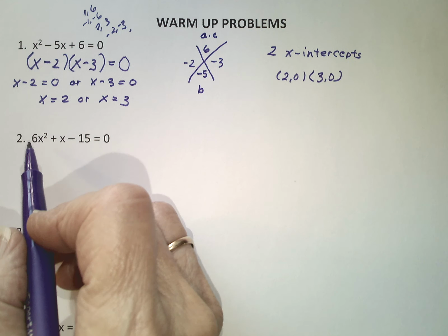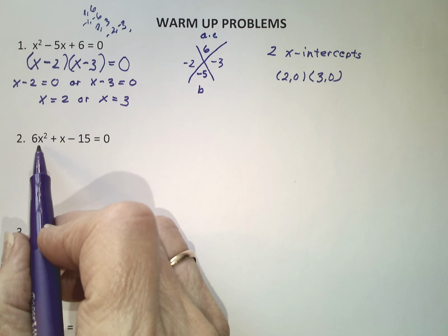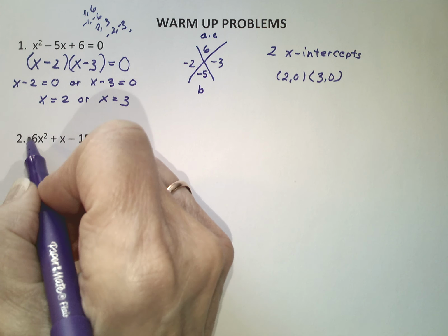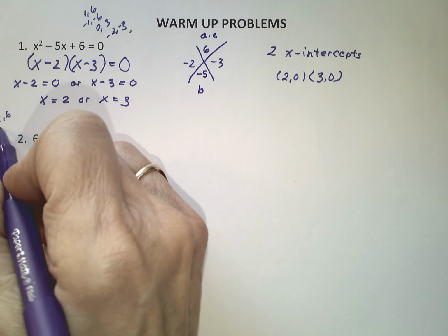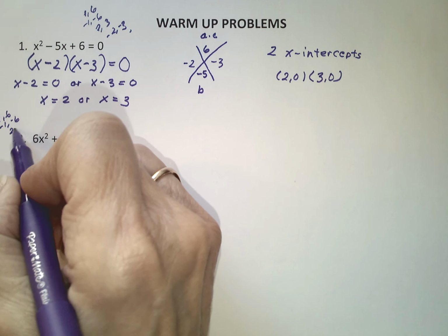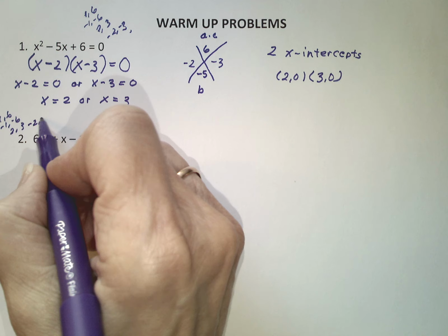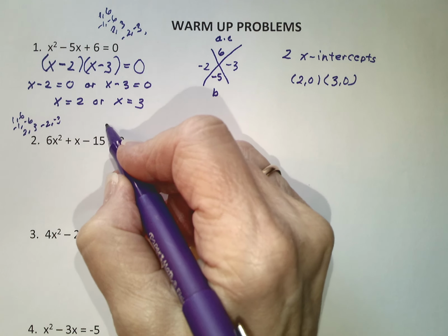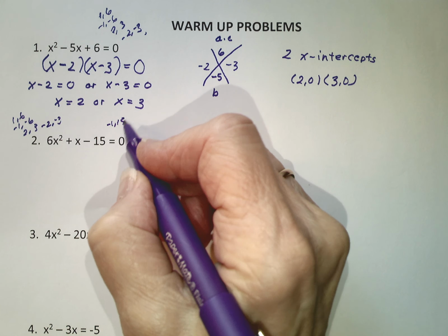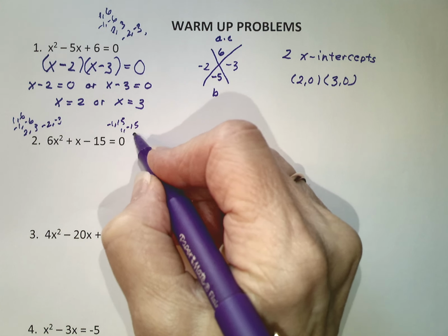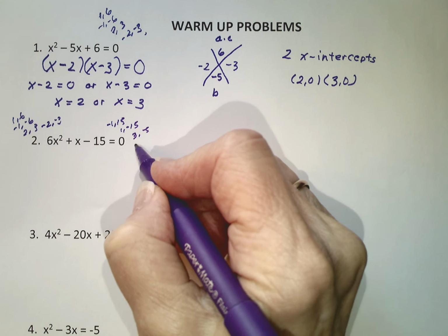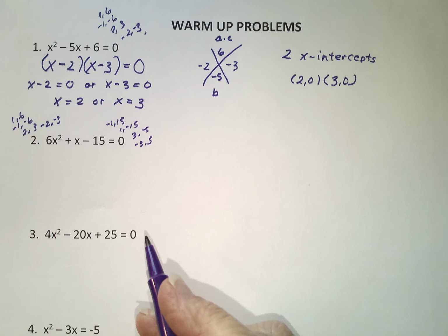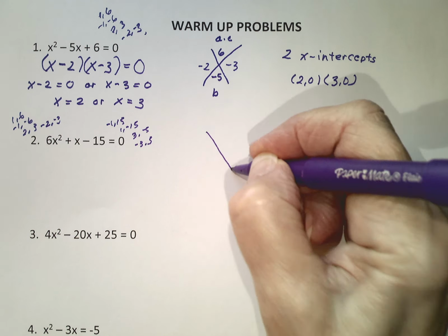Now this one we can try, except it has a 6 out front. To multiply out to positive 6, you could do 1 and 6, -1, -6, 2 and 3, -2, -3. And for the -15, we could do -1 and 15, +1 and -15, 3 and -5, -3 and +5, and mess with these till we get a good combination. Or we could go right to the x.